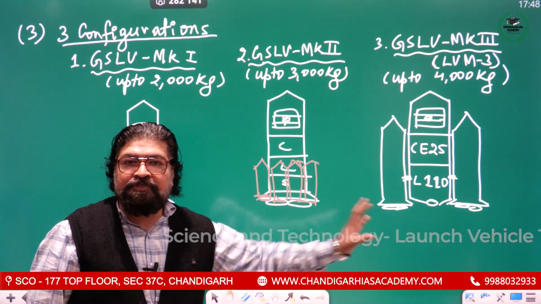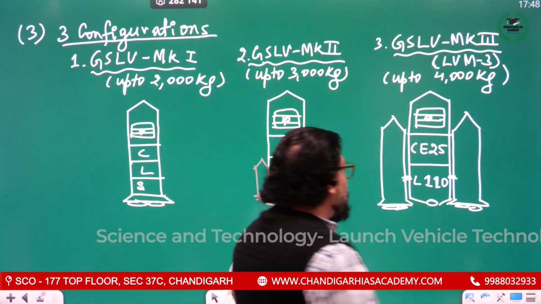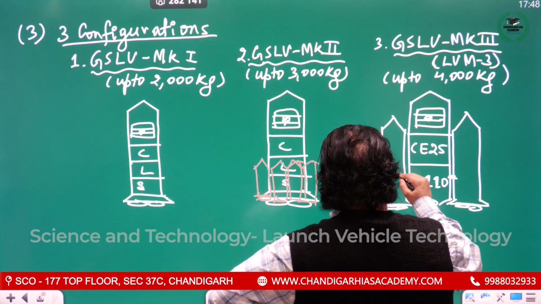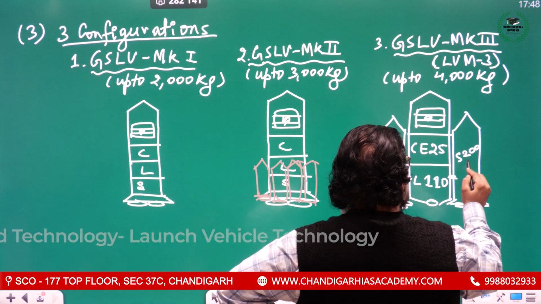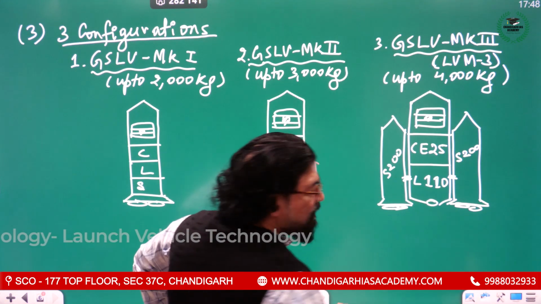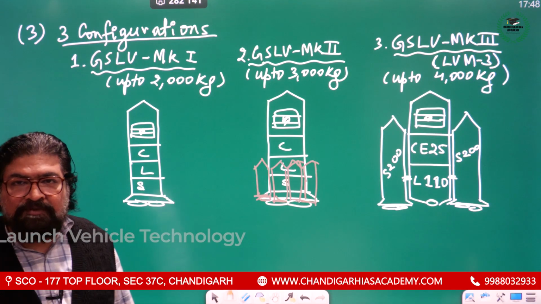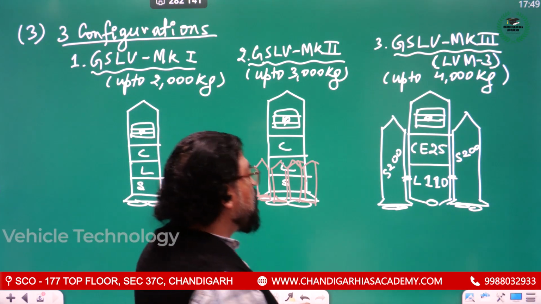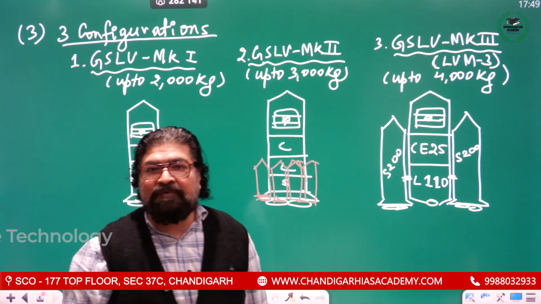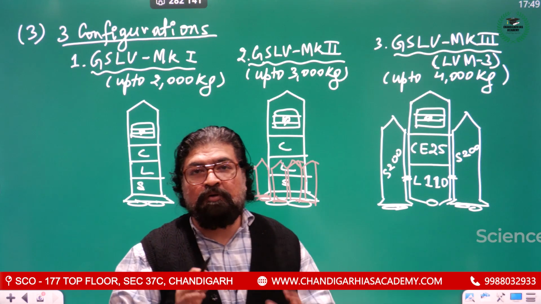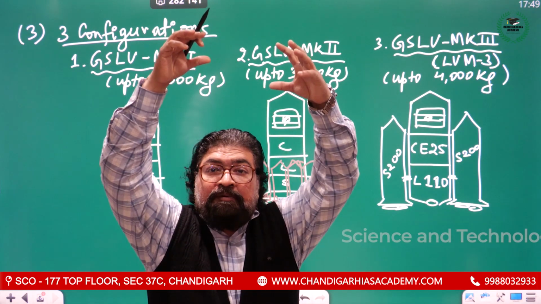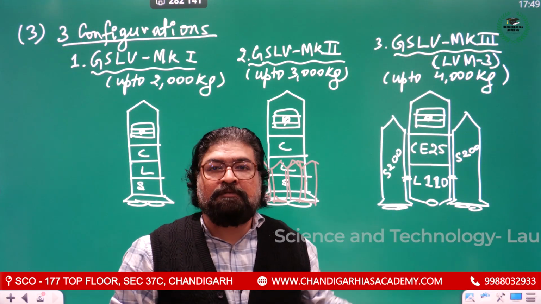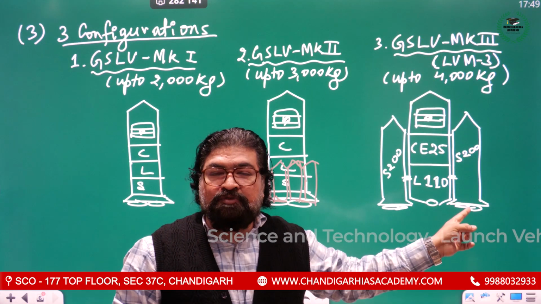This is a design of GSLV Mark 3. So you have a S200. S means solid, 200 means 200 ton. L means liquid, 110 ton liquid fuel, and CE means cryogenic engine, 25 ton. So 200 ton, just like a rocket, a very heavy booster. Two boosters are there in LVM3 and GSLV Mark 3.